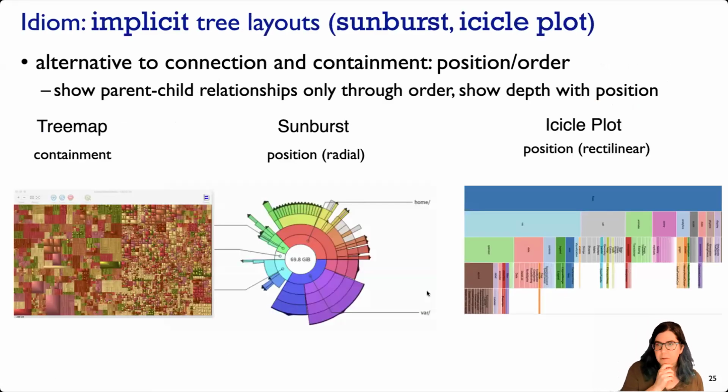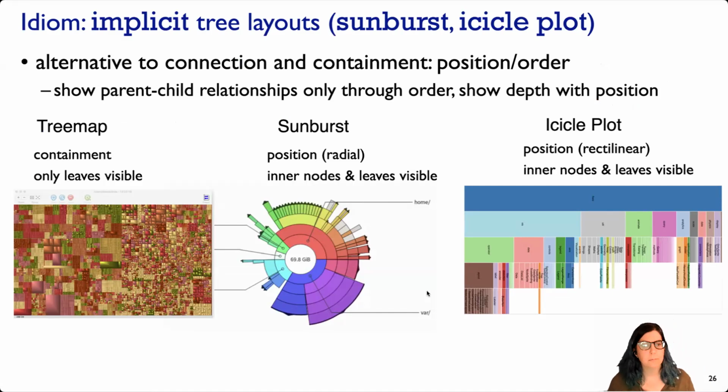Well, what else could we do? What if we didn't actually draw those links as marks? What if we just implicitly laid them out so that instead of using connection or containment, we just put the marks right next to each other for the nodes? We could do this radially. Here's an example of a diagram called sunburst, or we could do this rectilinearly. That's what's typically called an icicle plot.